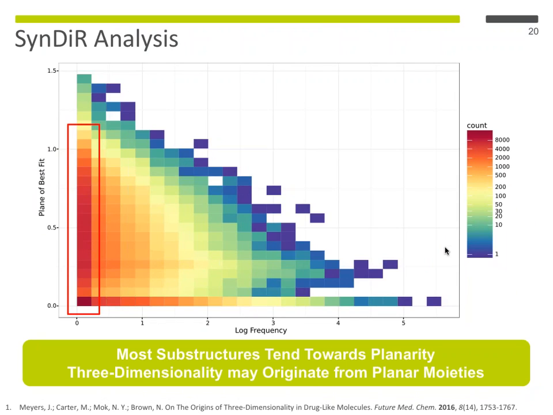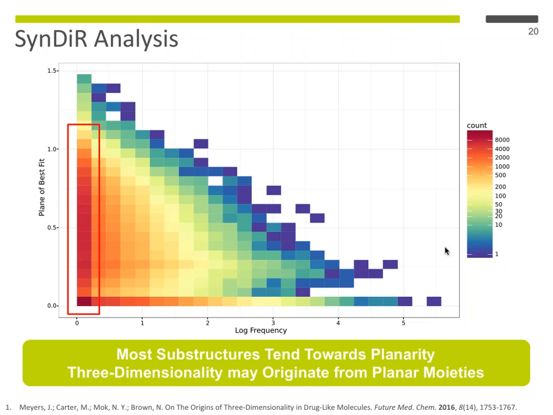Again, looking at this data set of the SynDiR-generated ChEMBL fragments, but this time using the planar best fit as the descriptor. So on this plot, again, it's a density plot, but here we have on the x-axis the log of the frequency. So the more often a structure is used, the further along the x-axis it's going to be. And then on the y-axis, we've got the planar best fit. So the higher up that y-axis, the more three-dimensional the compounds are going to be.